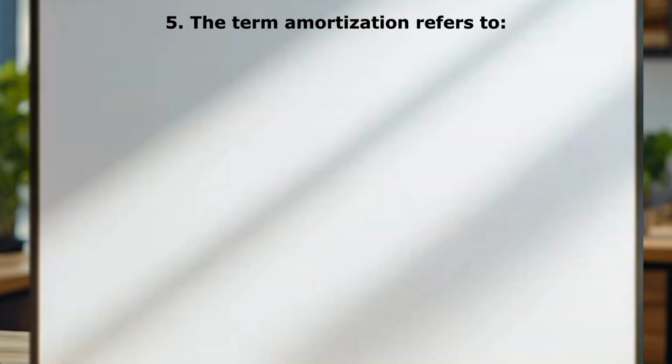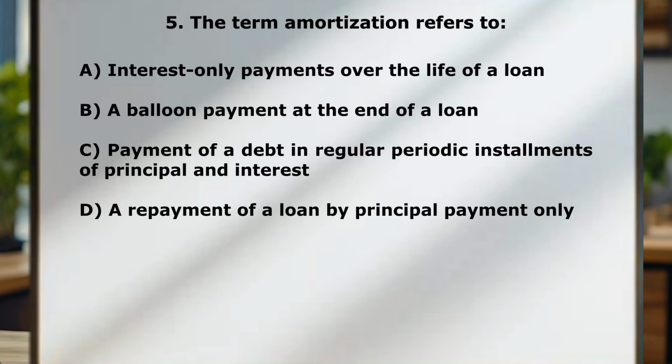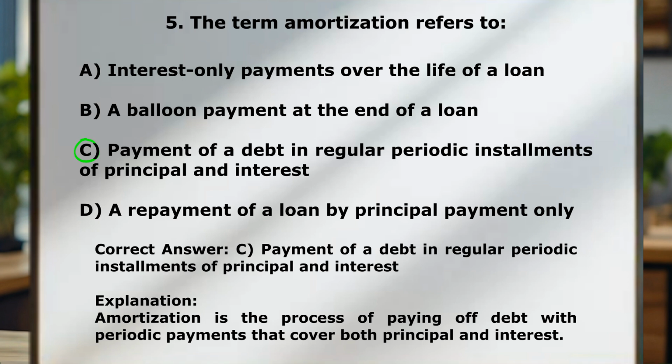Question number five. The term amortization refers to A, interest-only payments over the life of a loan. B, a balloon payment at the end of a loan. C, payment of a debt in regular periodic installments of principal and interest. D, a repayment of a loan by principal payment only. The correct answer here is C, payment of a debt in regular periodic installments of principal and interest.